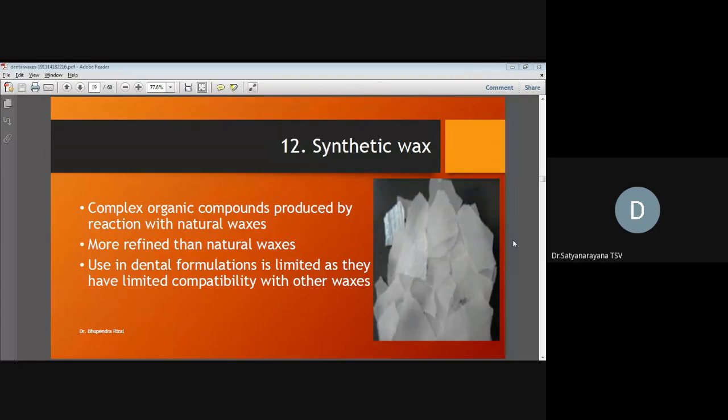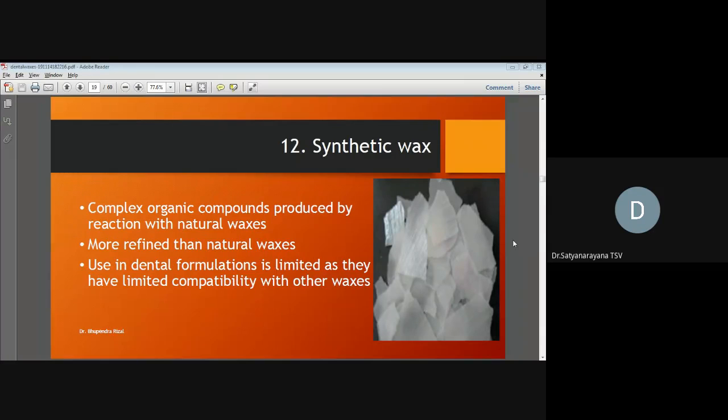Next comes your synthetic waxes. They are complex organic compounds produced by reaction with natural waxes, more refined than your natural waxes. Their use in dental formulations is limited as they have limited compatibility with other waxes. So most of the time we use paraffin wax, which contains 40 to 60% of all your dental waxes, and the other waxes are added based on the use or method of fabrication in dentistry. You are going to modify the composition of your other waxes.